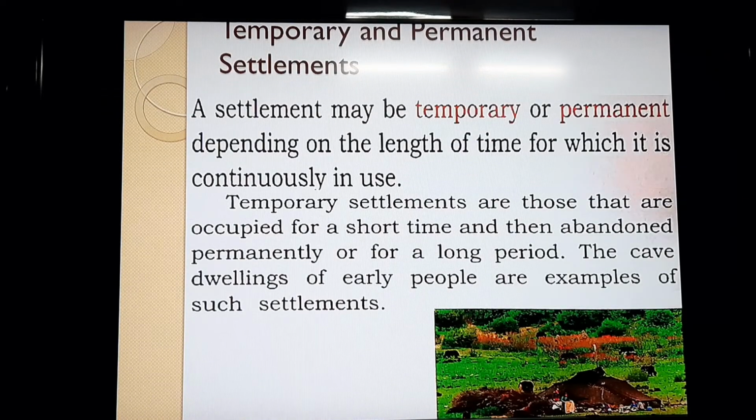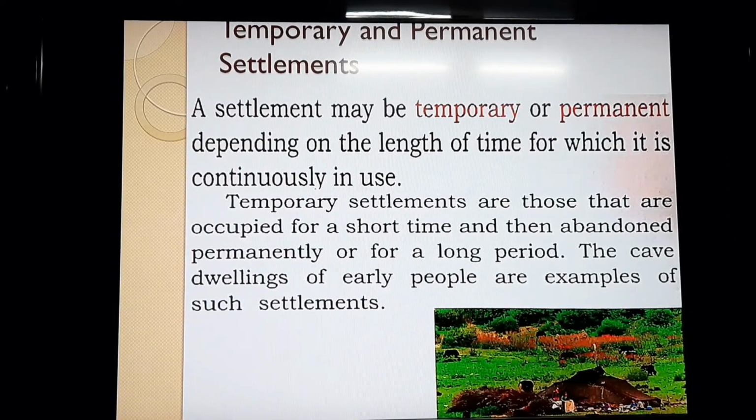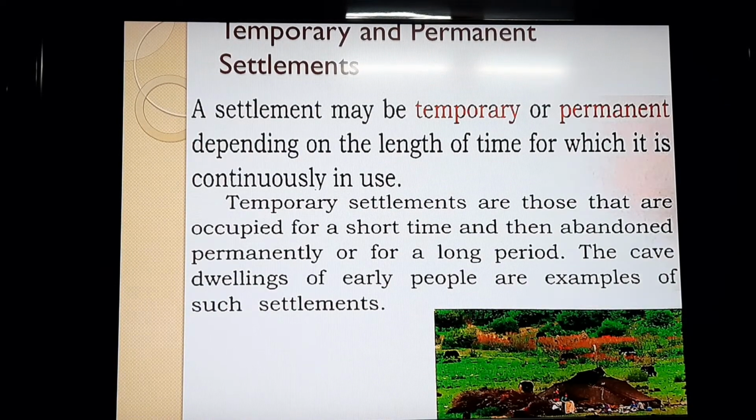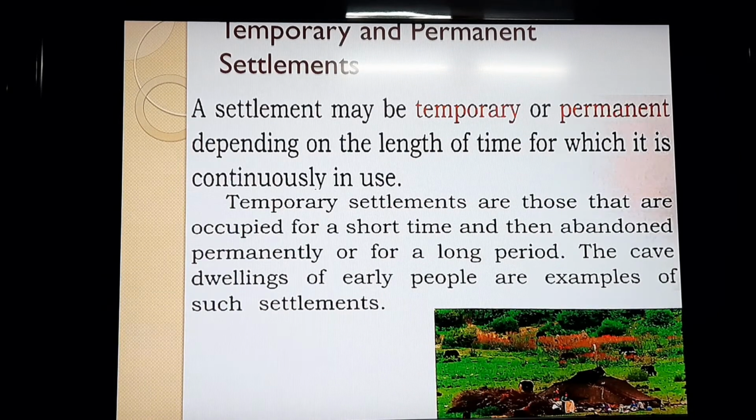Here we have to come to the first type of settlement, which is temporary and permanent settlements. A settlement may be temporary or permanent depending on the length of time for which it is continuously in use. Okay, we can say a particular settlement is temporary and a particular one is permanent. That will depend on how much time a person is living there. If a person is living for a short period of time, that is a temporary settlement, but living for a longer period of time is called a permanent settlement.